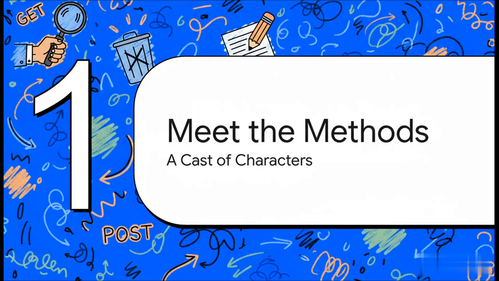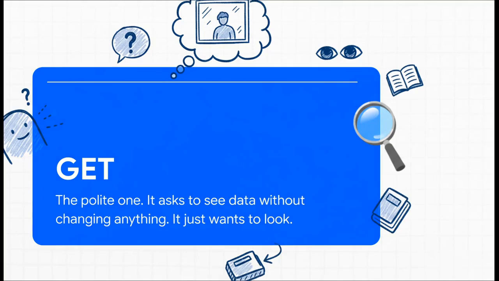The best way to understand these methods is to stop thinking of them as lines of code and start thinking of them as a cast of characters. Each one has its own little personality, its own job to do, so let's meet them. First up, we've got GET. This is by far the most common one you'll see.